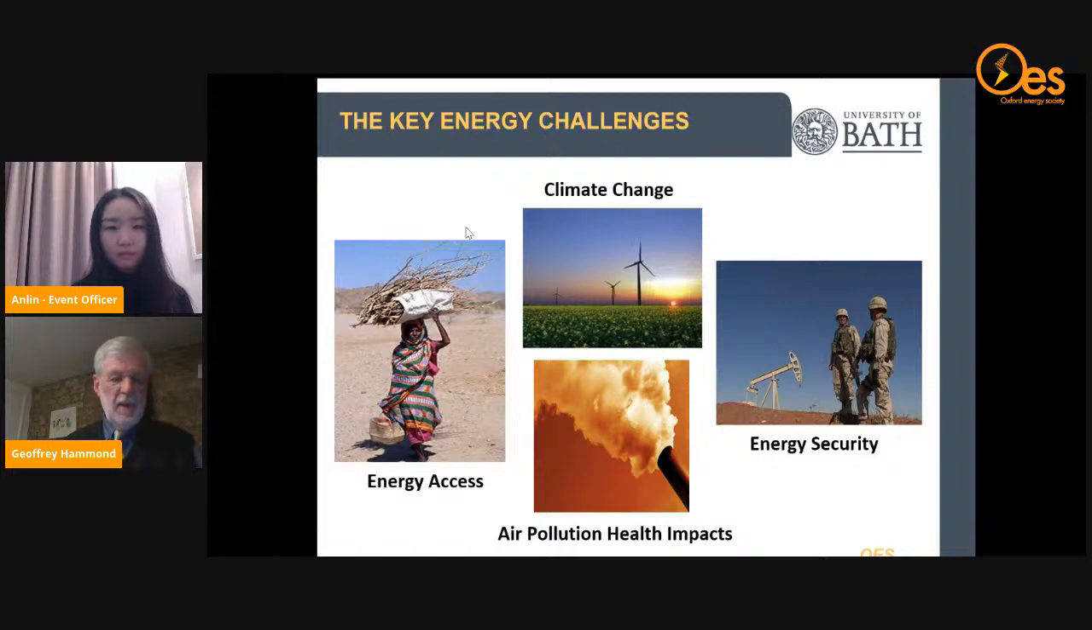So obviously, this talk is about energy, and we're interested in things like energy security. But we also have to have regard for climate change. We have to have regard for other forms of pollution, air pollution, which has environmental effects. And if we're concerned about the developing countries, we also need to have some concern about energy access. Next slide, please.